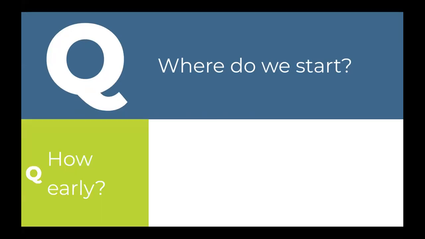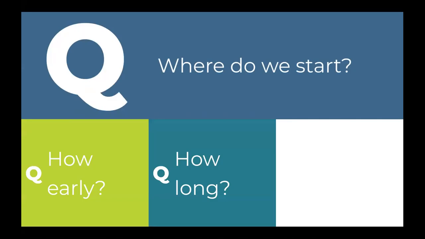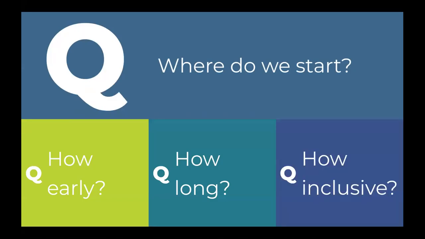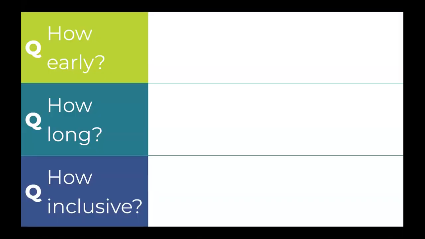How early do we want to start? How long do we have to teach them this material? And how inclusive do we want to be? I think these are going to be important for framing what I'm talking about, because the talk isn't about an entire undergraduate curriculum. That would be impossible to fit in 20, 30 minutes. But we're going to be talking about a specific course that could be an introductory course for data science.